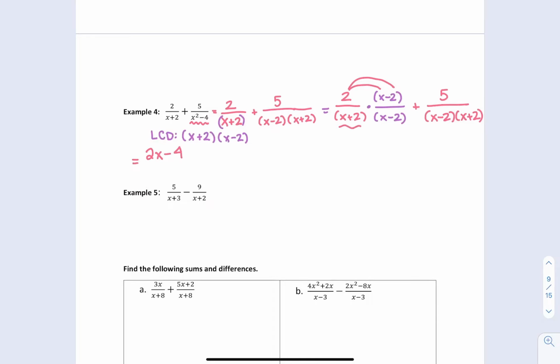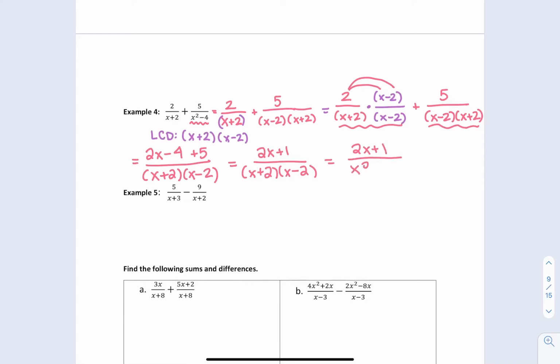And now notice I have the same denominator, so I can combine. So plus 5 all over x plus 2 times x minus 2. And in the last step, I'm going to combine like terms. So I have 2x plus 1 over x minus 2, or x plus 2 times x minus 2. And last step, I'm just going to multiply everything out. So I'll re-multiply the denominator out. So I'll get 2x plus 1 all over x squared minus 4. And there's my final answer.